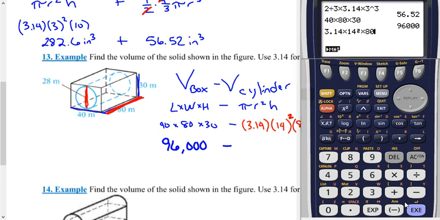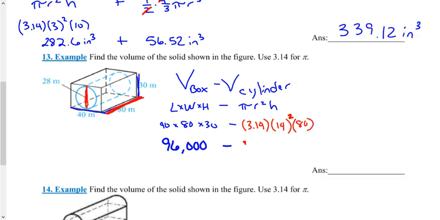Now, if I get a number bigger than 96,000, I did something wrong, because there's no way I can subtract off more than what I have. All right, that seems pretty good. 49,235.2.